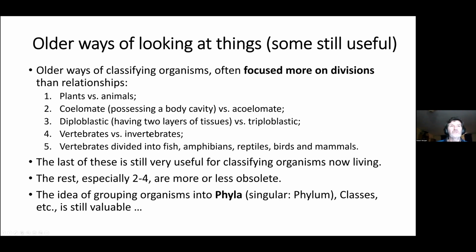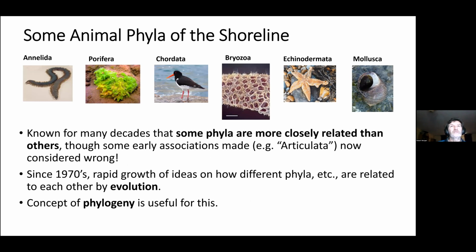Those ideas are still useful. And these are some of the animal phyla we come across on the shoreline: annelids, porifera, the sponges, chordata, which are basically the organisms with backbones, or the precursors of backbones. That's us, shorebirds, seals and otters, things like that. Bryozoa, echinoderms are a phylum, and also the mollusks.